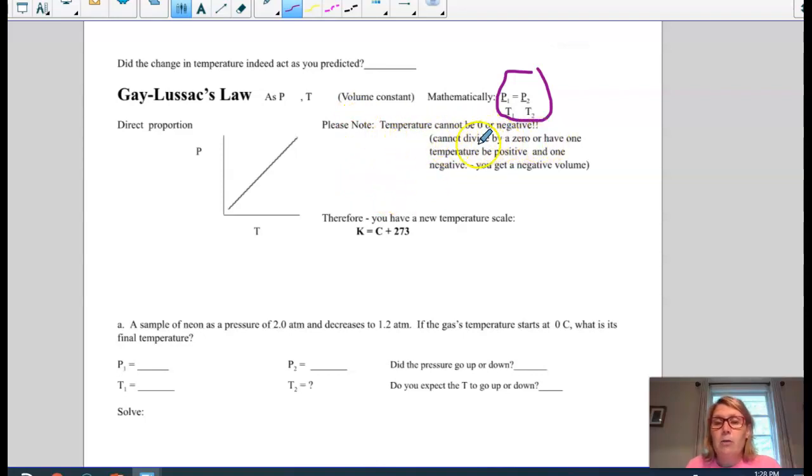You cannot divide by 0, and you cannot have a temperature of 0, because 0 Kelvin is absolute zero, and that means there's no kinetic energy. So remember to convert all your temperatures into Kelvin.